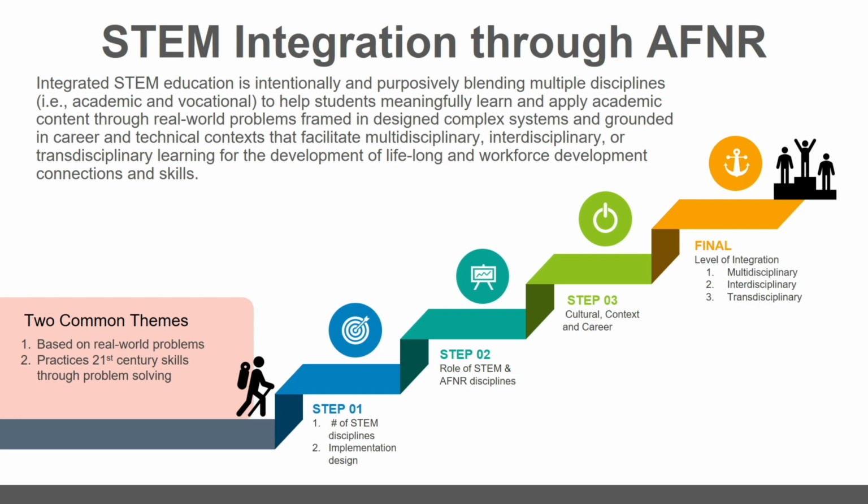Step number 1, we'll look at the number of STEM disciplines, and we'll also look at different designs to implement integrated STEM. Step 2, we'll look at the role of STEM, ag, and the ag, food, and natural resources disciplines as they work together in STEM integration. Step number 3, we'll focus on making connections, cultural, context, and community connections, as well as career. And the final step is that we'll bring you to a point of how to then analyze what are the levels of integrated STEM, particularly multidisciplinary, interdisciplinary, or transdisciplinary learning as 3 different types of STEM integration.